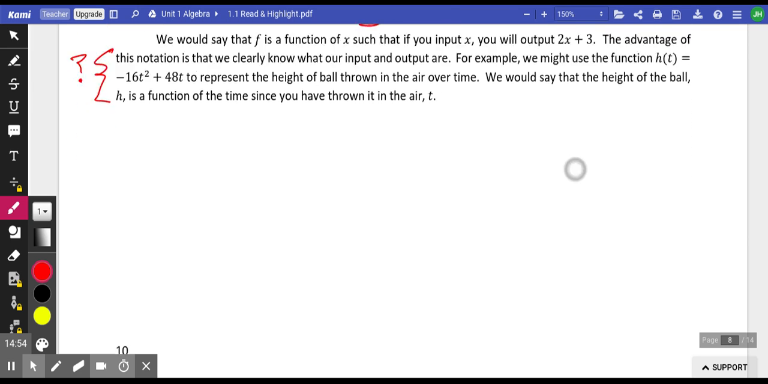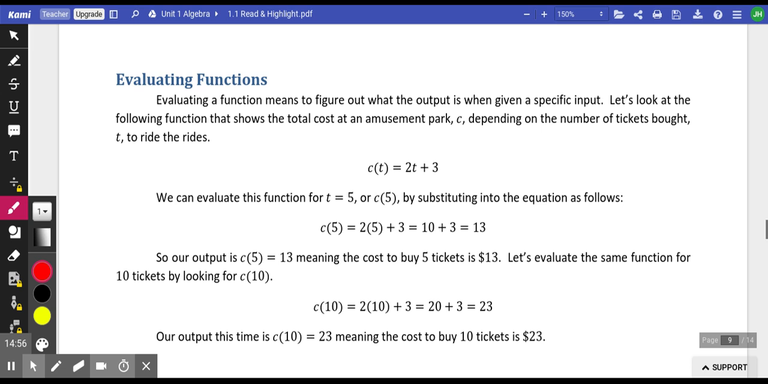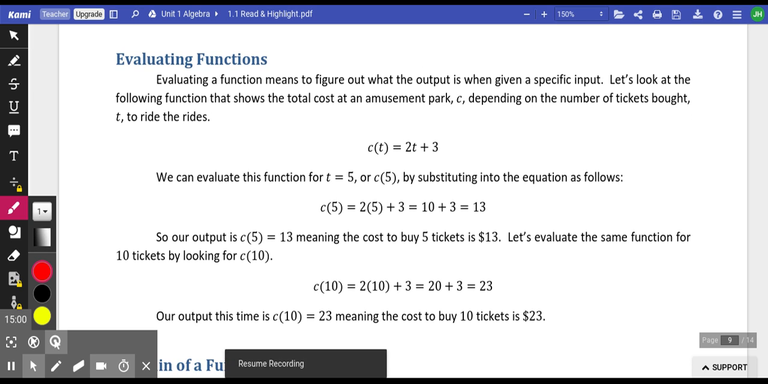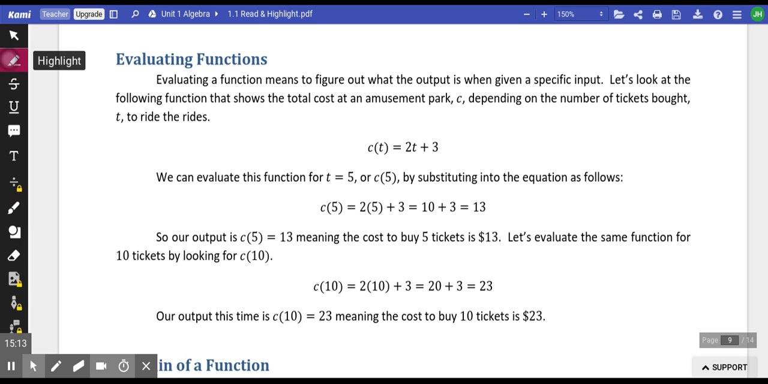So here we are. Let's move on to the next page. All right, the next section talks about evaluating a function means to figure out what the output is when given a specific input. I think that's important. So, evaluating a function means to figure out what the output is when given a specific input. That's what evaluating the function means.